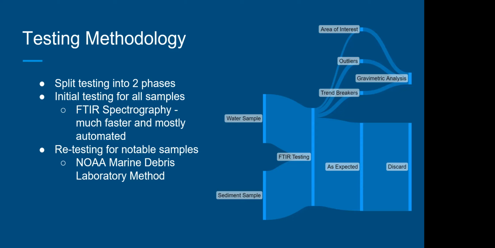The main reason why we're going with gravimetric analysis for our important samples is because it's the method offered by the NOAA Marine Debris Laboratory, which means that it's much more directly comparable to other data sources and can be more beneficial to the wider community.